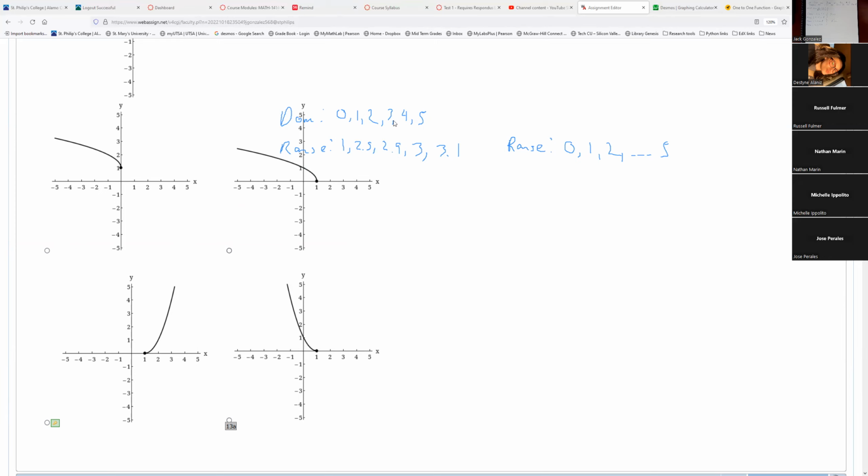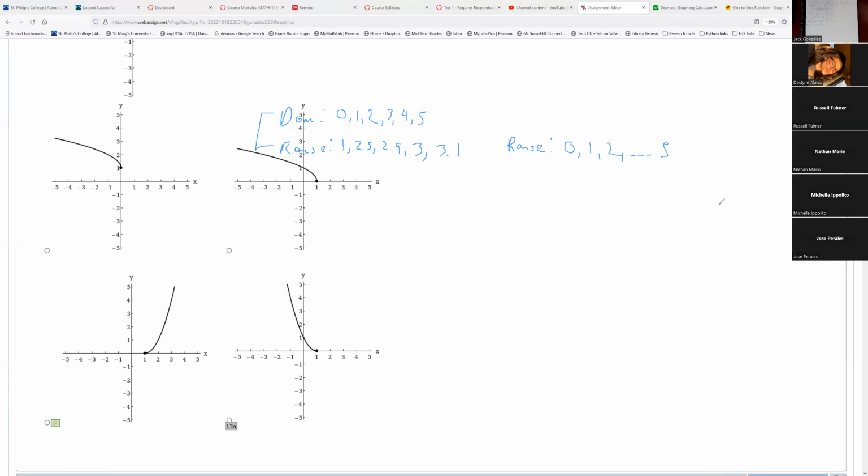So even if I switch these two around, if I swap these, there's no way I'm going to get negative values. Just not going to happen. So it has to be C. Does that logic make sense?